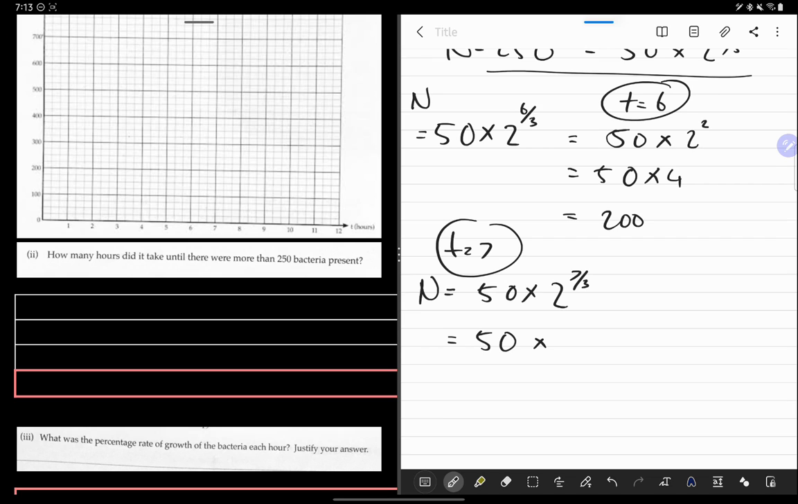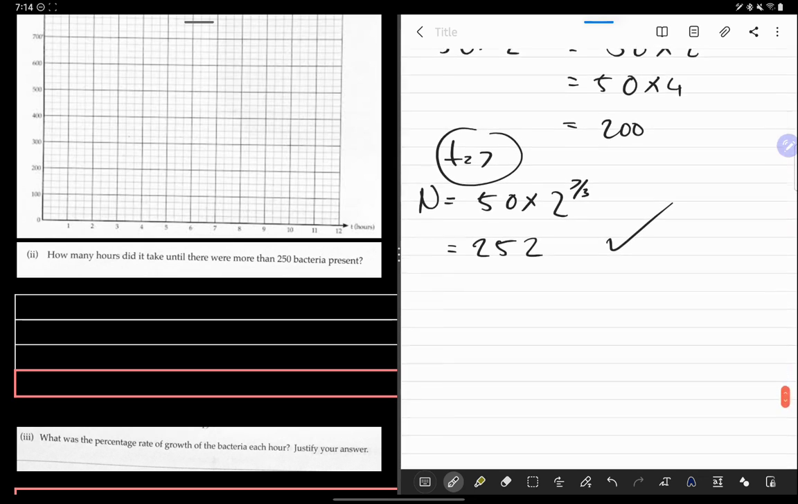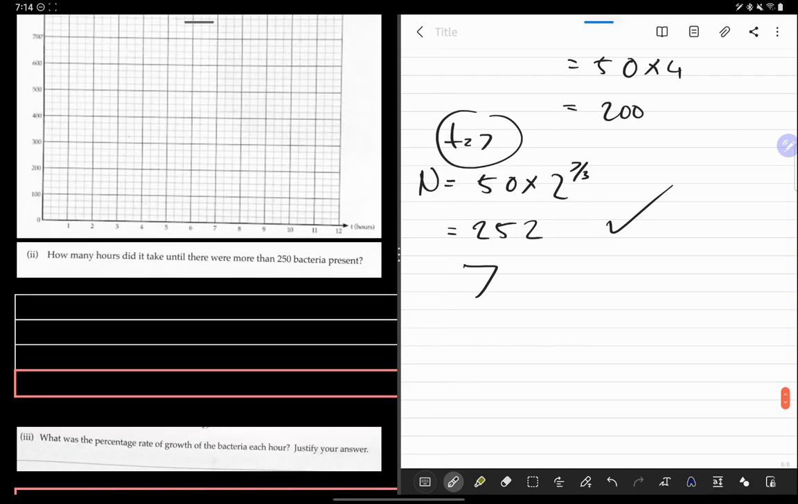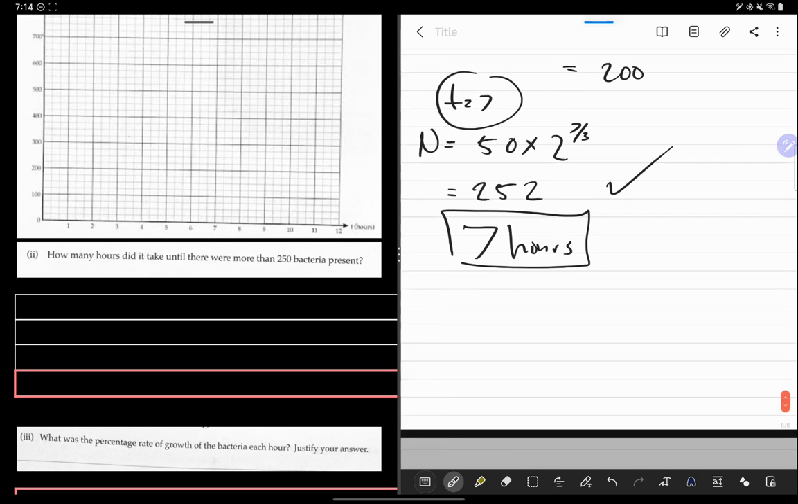So 2 to the power of 7 divided by 3. I get some number, I times by 50. And actually, I'm not even going to write that. I'm just going to put that into my calculator, and I get 251.98. But I know that's the number of bacteria, so that makes no sense. I'm going to round that up to the nearest whole number. So how many hours did it take until there were more than 250 bacteria present? It took 7 hours. So starting from 7 hours, it seems to be more than 250. And there we have it.